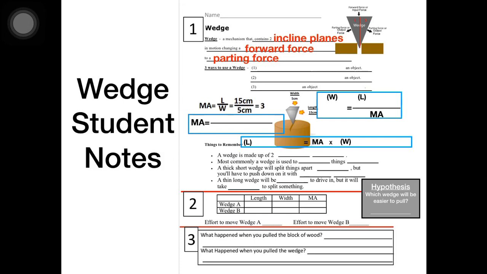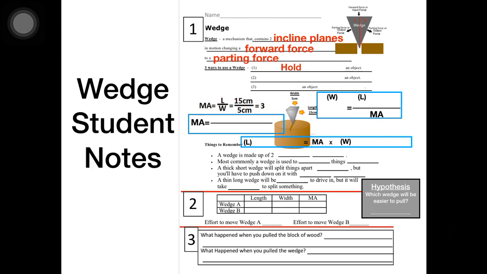That part that says in motion is what really makes a wedge different than an inclined plane. Most inclined planes are stationary, and wedges are moving things, at least most of the time. Okay? We will see in the 3 ways to use a wedge, one of the ways is actually not in motion, but is holding an object.